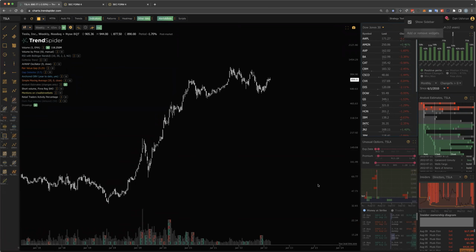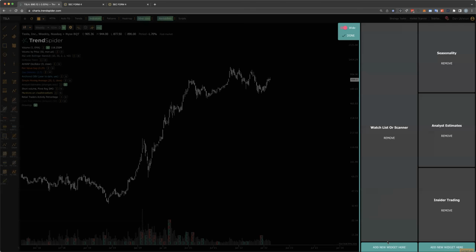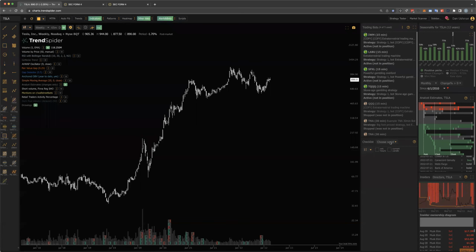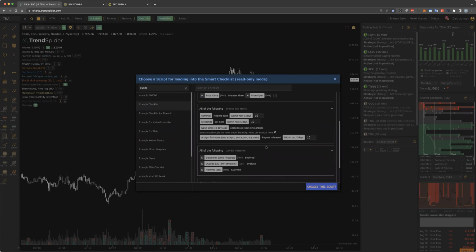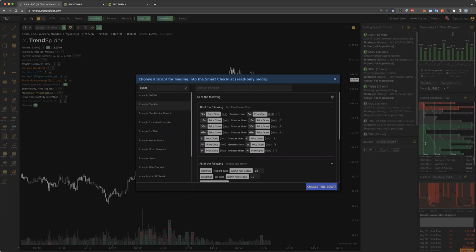So one more sidebar widget, guys. I know I'm probably boring you guys, but I'm going to actually add trading bots because we're going to go there next. But I do want to show you the smart checklist. I'll remove my watch list for now. The smart checklist is super powerful and nobody knows about it. It's because it's buried in that menu for the sidebar. And that's a problem that we're going to fix eventually. But for now, I like showing it to people because it's a huge quality of life and time saver.